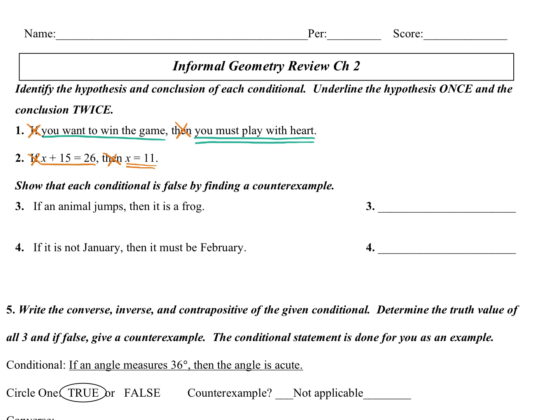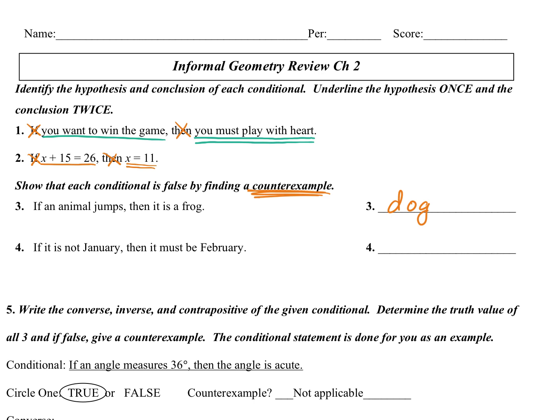You're proving it wrong, right? You're saying this doesn't work. So if an animal jumps, then it is a frog. What would a counterexample to that be? A dog can jump. So all you have to write there is dog. You don't have to explain anything. Write dog, write kangaroo, write bunny. You just need a word. That's your counterexample even on the test. Whenever it says find a counterexample, a word or a phrase that makes it false is fine.